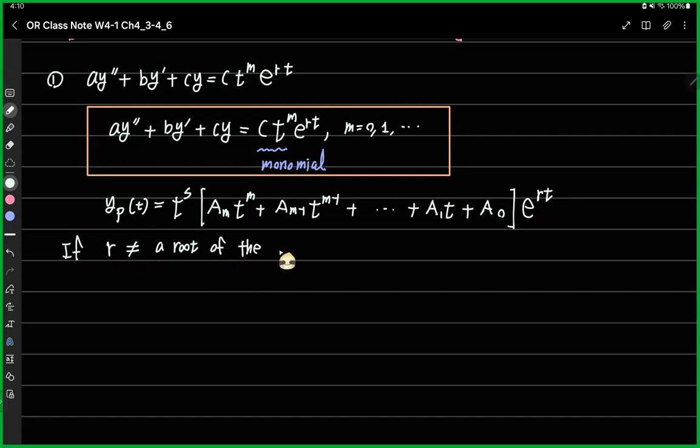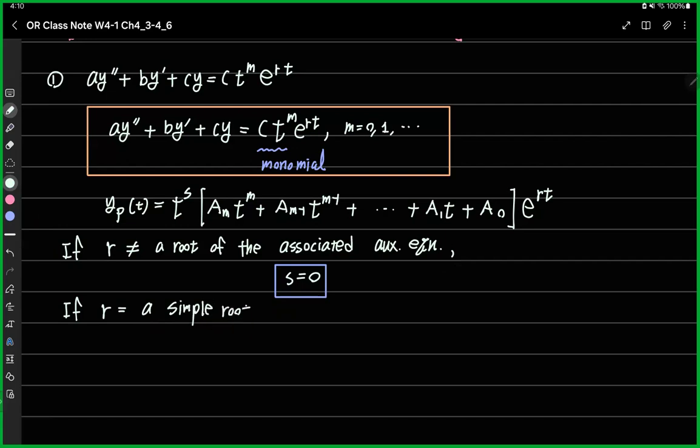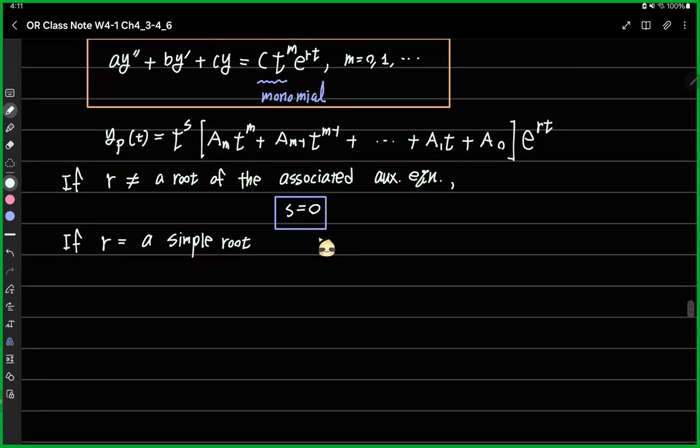if r is not equal to a root of the associated aux equation, then s equals 0. And then if r is a simple root of the associated aux equation, then s is equal to 1.